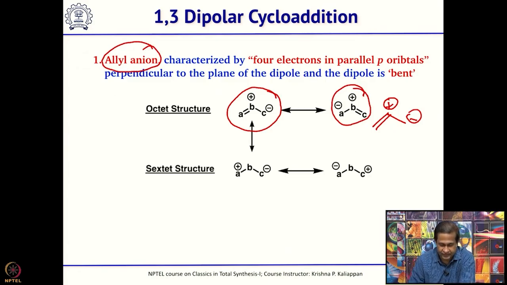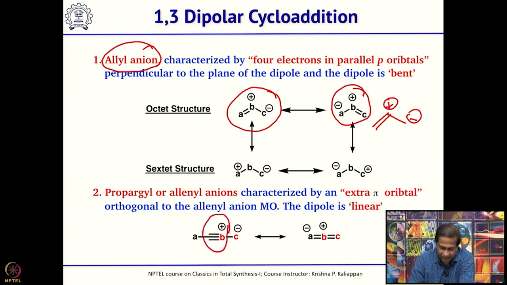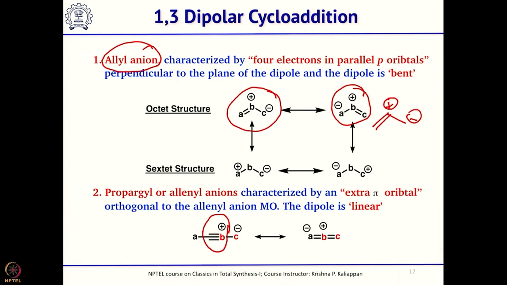Another form of dipole is linear. If you have a triple bond, the atom which is attached to the triple bond can bear the positive charge, and the adjacent heteroatom, it can be oxygen, nitrogen, or sulfur, should bear the negative charge. So these are the two types of dipoles one can see in the literature. One is the allyl anion type, another one is the propargyl anion type. We are going to talk about carbonyl ylide, and we are also going to talk about nitrile oxide. Carbonyl ylide belongs to this.